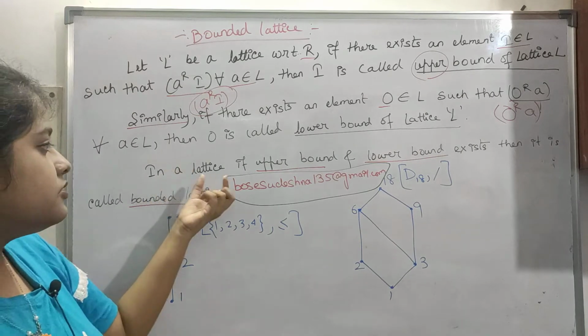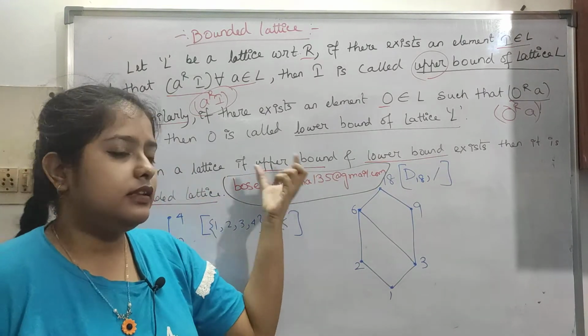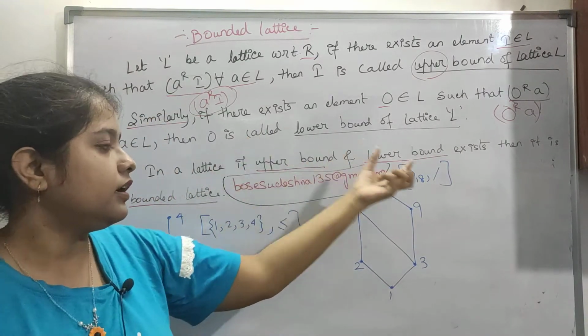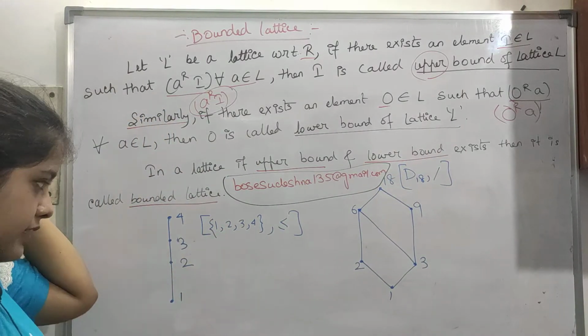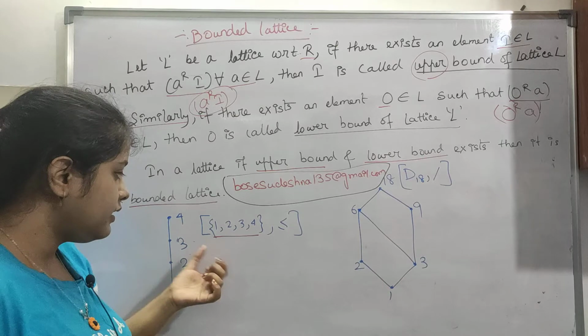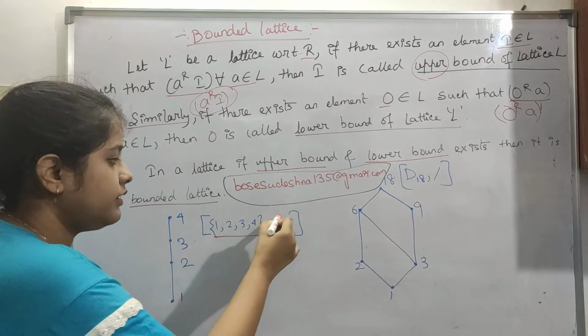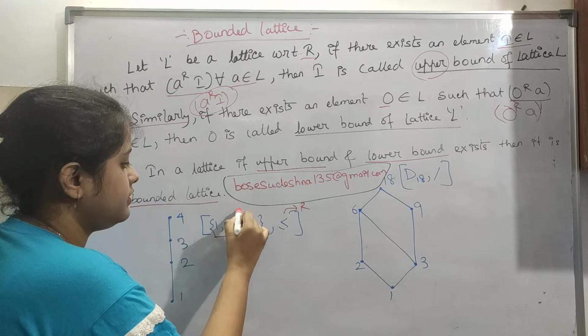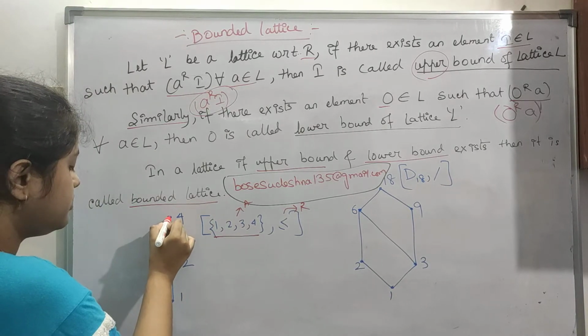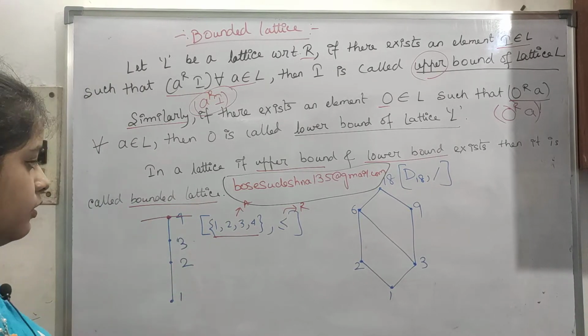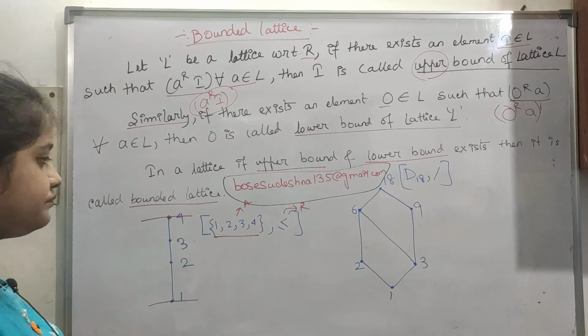The main thing is if it contains upper bound and lower bound, then it is called bounded lattice. Now let's see here. This is a set, and less than or equal to is our relation. So here the upper bound is 4, and the lower bound is 1.